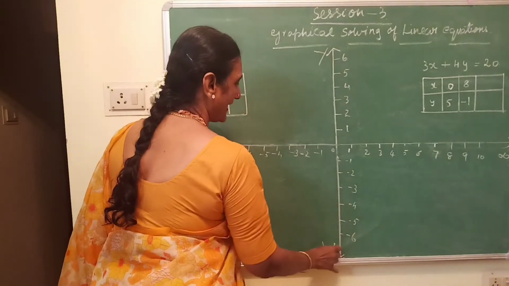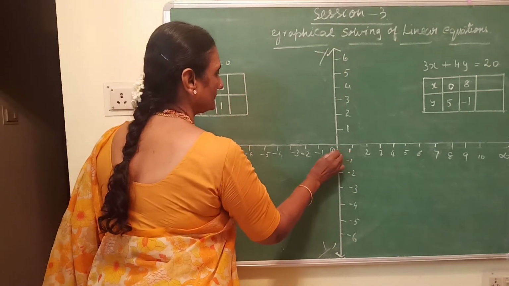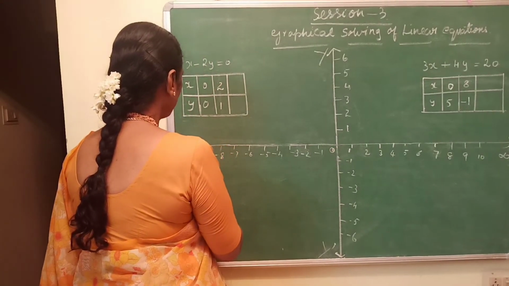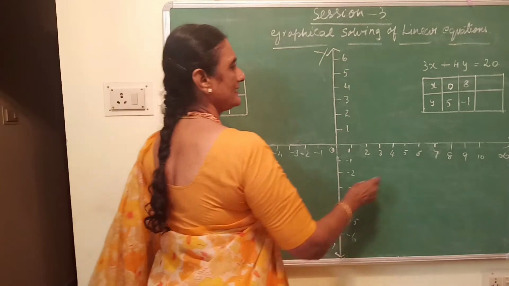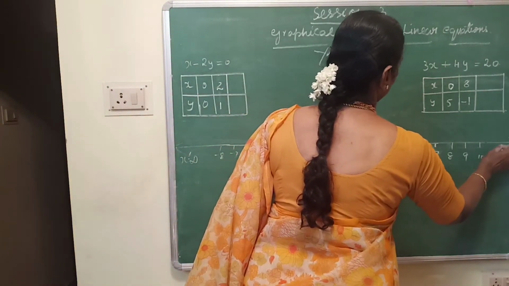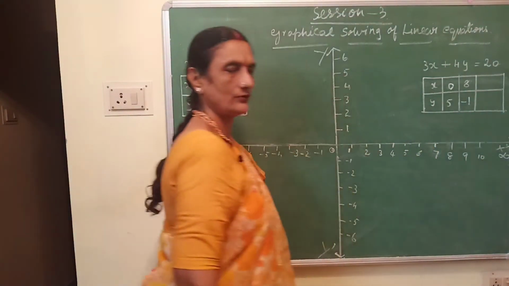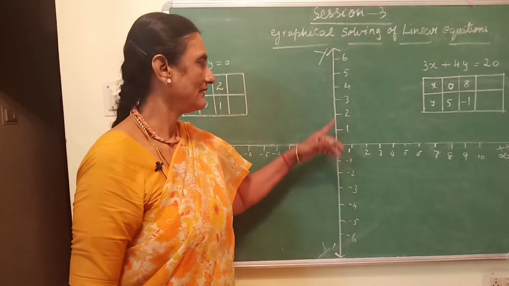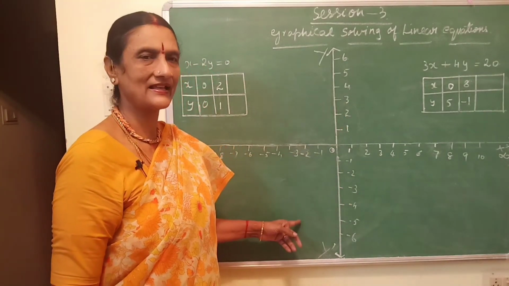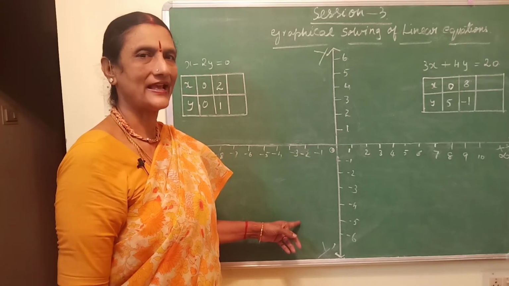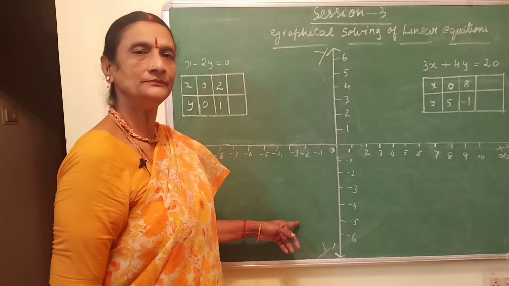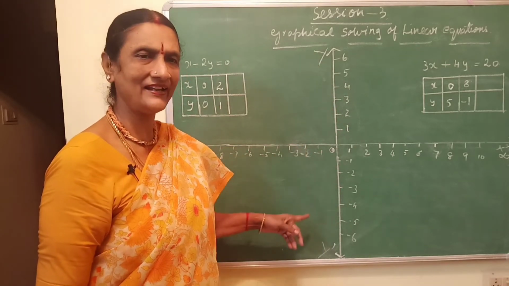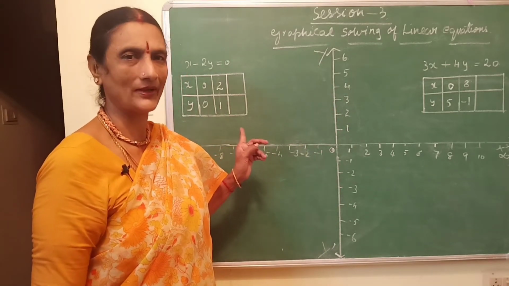Y dash, the origin O, and then x dash, and this is x. Then we have to mark the numbers both for the x axis and also for the y axis. Now after the coordinate axes are ready, we can go for plotting the points.